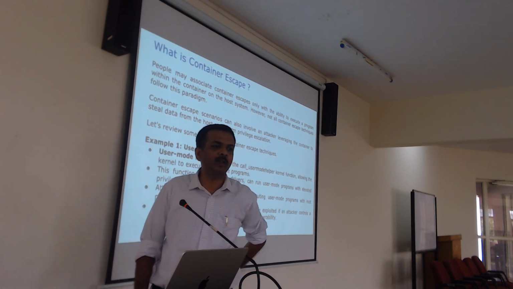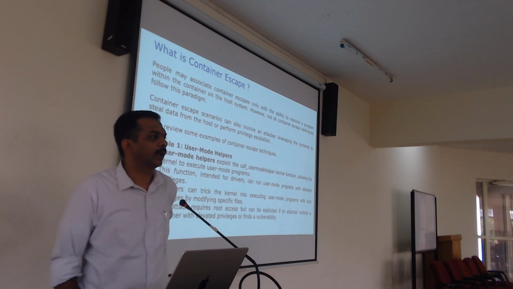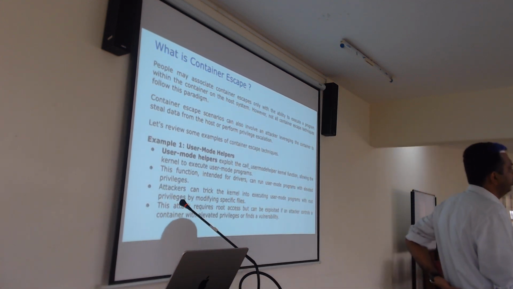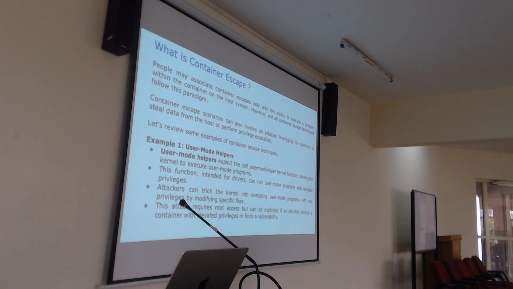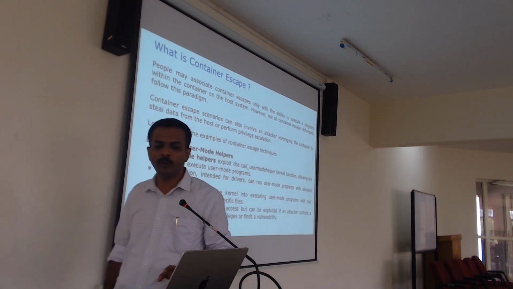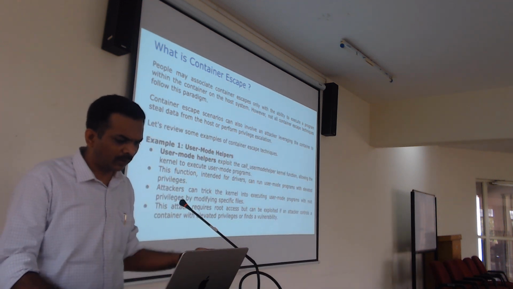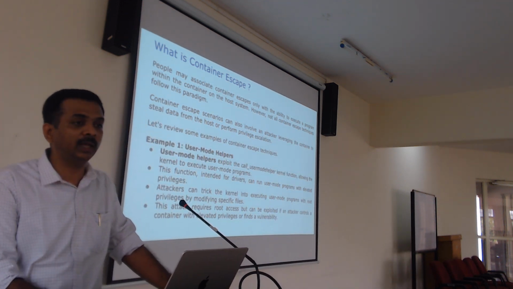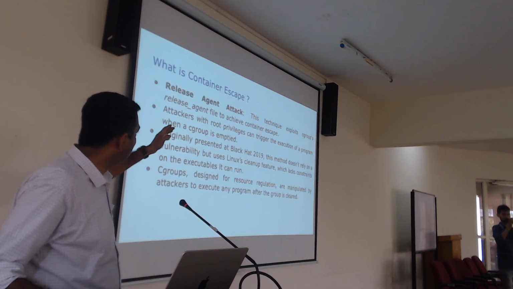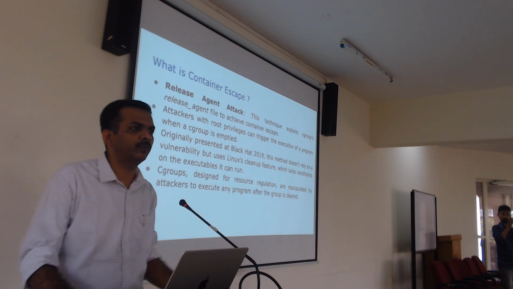Right? So privilege escalation does happen. What is privilege escalation? Just now I highlighted ring 0, ring 1, right? So privilege is escalated and he captures your entire hardware through the operating system. So this is one of the examples of OS level attacks. Some examples of container escape techniques are using user mode helpers and the release agent attack.